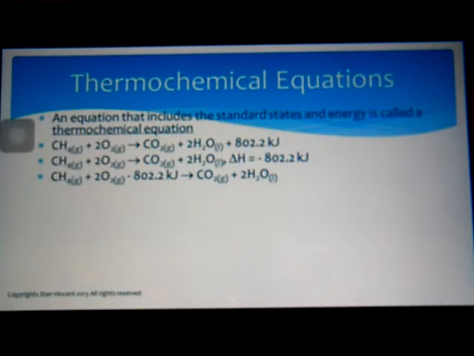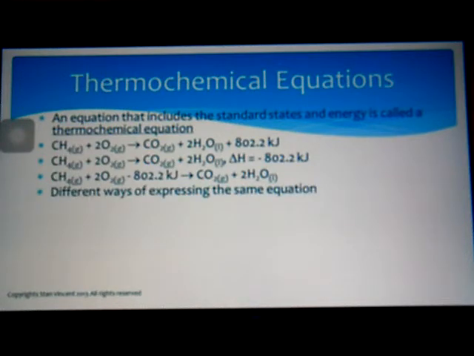Therefore, a smaller number minus a larger number will always be negative, and therefore enthalpy changes for exothermic reactions are assigned a negative sign. This is a convention, and you've got to start recognizing that now. In the third equation, we will see that the heat energy is part of the reactants. So if it is an exothermic reaction, heat is being taken away from the reactants. Therefore, CH4 plus 2O2 minus 802.2 kilojoules, giving you carbon dioxide and water.